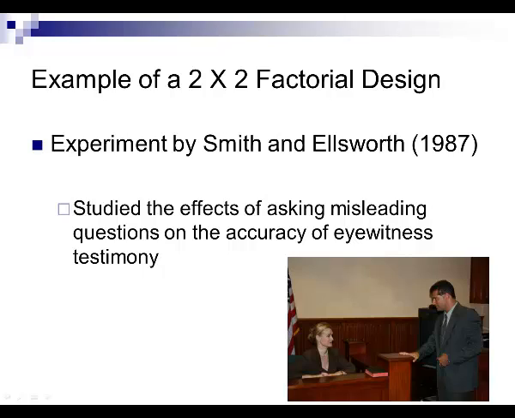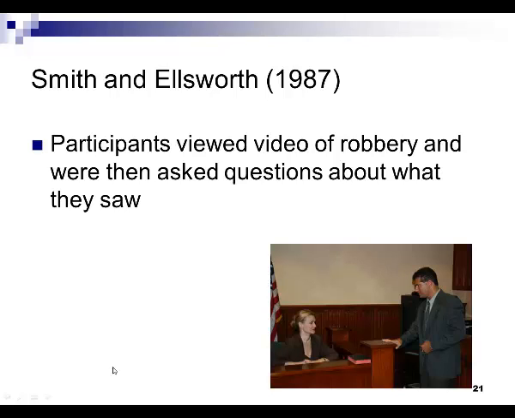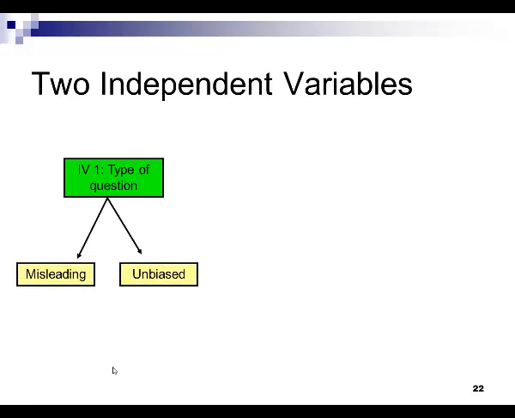An experiment was conducted by Smith and Ellsworth in 1987, and they were interested in studying the effects of asking misleading questions on the accuracy of eyewitness testimony. So here is the person in the experiment, and this person would ask misleading questions to see how accurate their testimony was. So the participants in this experiment would view a robbery, and then they were asked questions about what they saw. So one independent variable was the type of questions they were asked, and the levels of the independent variable were that they were asked either misleading questions or not misleading questions, what are called unbiased.